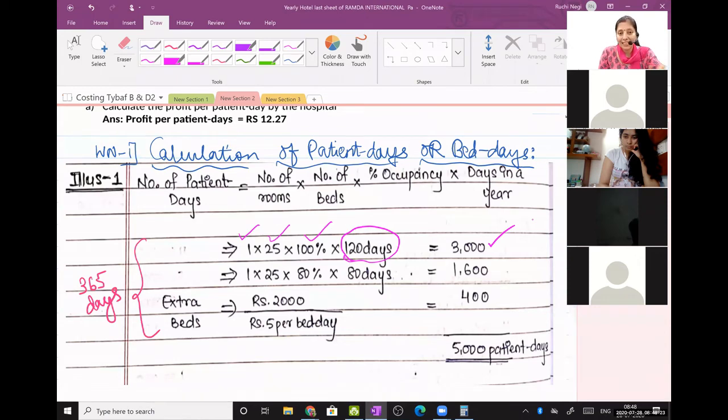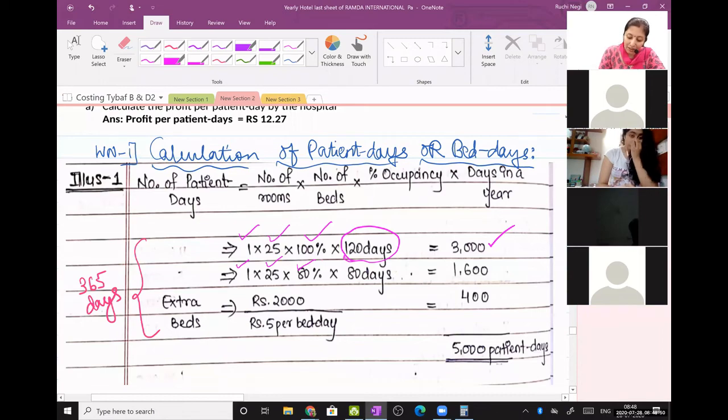Next, for 80 days. So for 80 days, rooms are not going to change. So number of rooms 1. Number of beds 25. You write number of beds or you write number of patients is one and the same, students, because our assumption is on one bed there is one patient. Okay, clear? And it is 80% occupied.